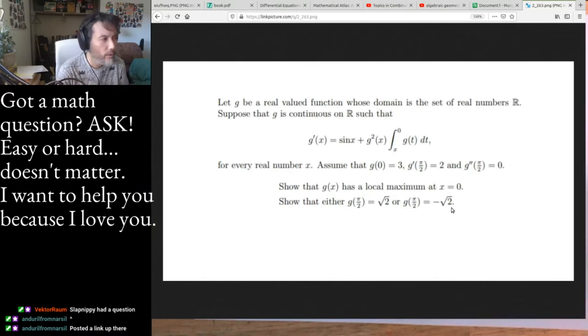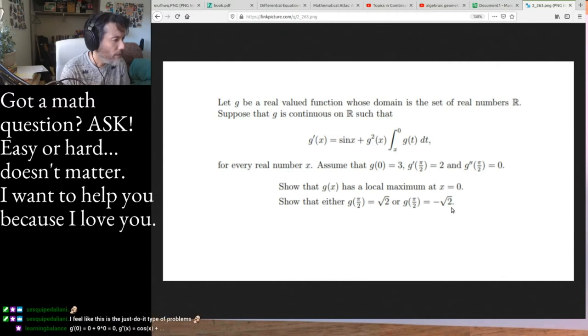Let G be a real valued function whose domain is a set of real numbers R. Suppose that G is continuous on R such that. Maybe this isn't so bad. Maybe we can just, yeah. For example, we can pretty clearly see that G has a critical point at x equals 0, right? In other words, G prime of 0 is 0. Just that follows just from this thing.